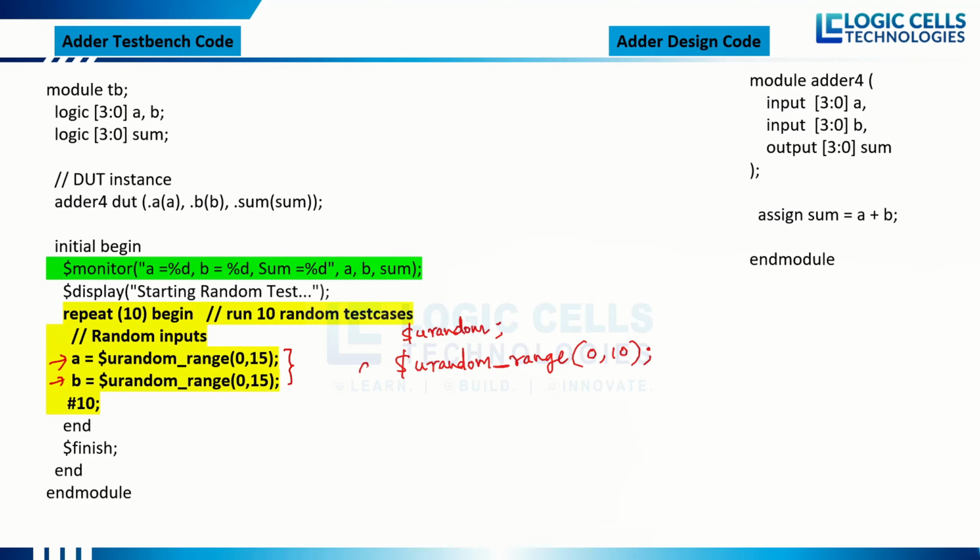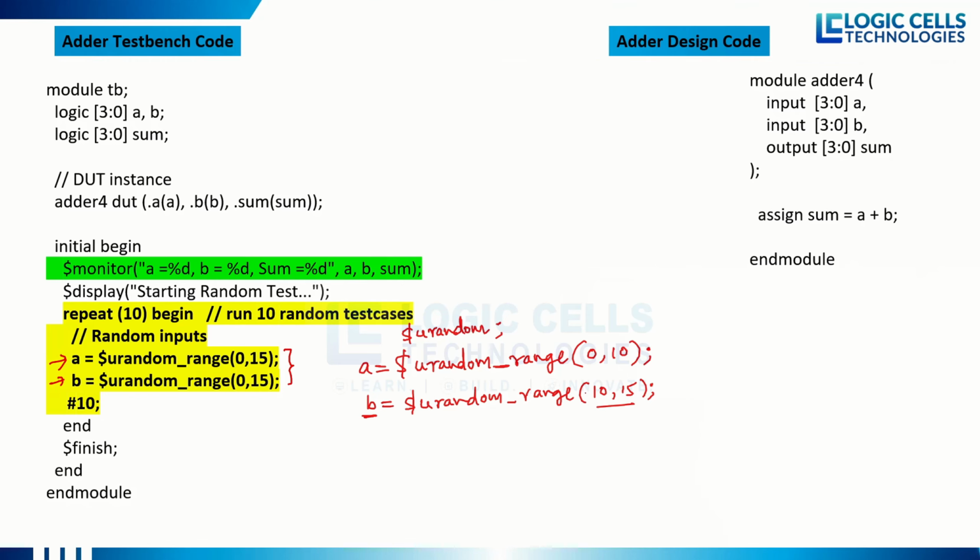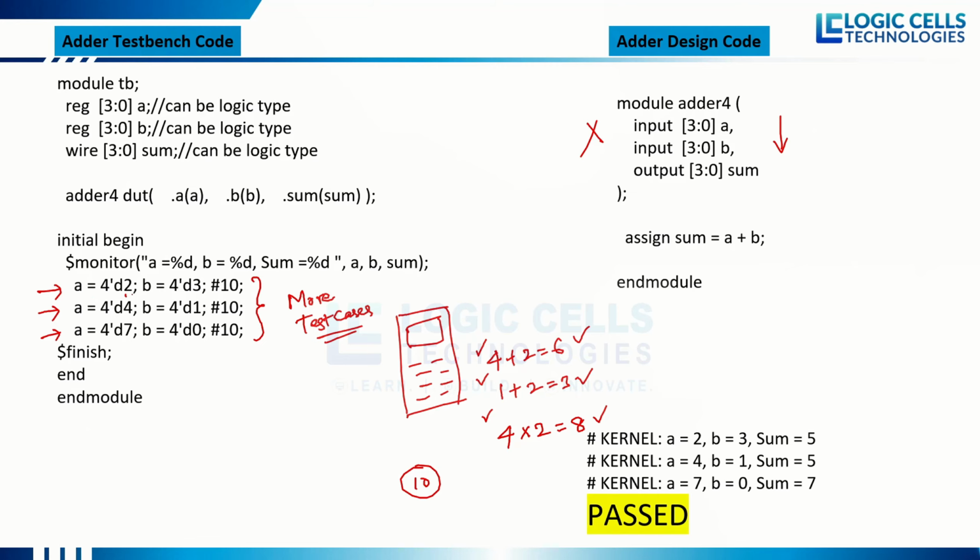So this is a Verilog construct. Similarly, let's say in some test case I need to provide values of more than 10 to 15. I need to check the maximum value B can attain. Let's say it's 10 to 15. Then we can provide it like this. In the previous case, what happened? We were restricting ourselves to A is equal to 2, A is equal to 3, A is equal to 4, B is equal to 1, A is equal to 7, and B is equal to 0. These are very simple cases, right?